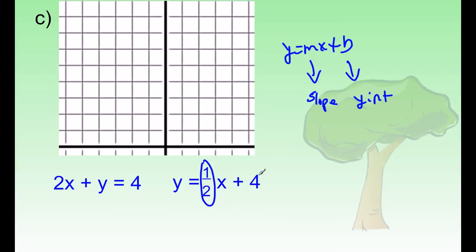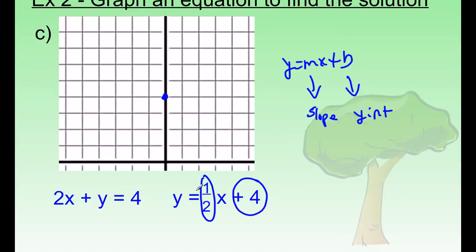Slope, intercept. I guess I should include the plus as well. Intercept. So the intercept here is 4. So I'm going to, on my y-axis, put a dot at 4. 1, 2, 3, 4. And my slope is 1/2. Positive, so I go up 1 over 2. Up 1 over 2.